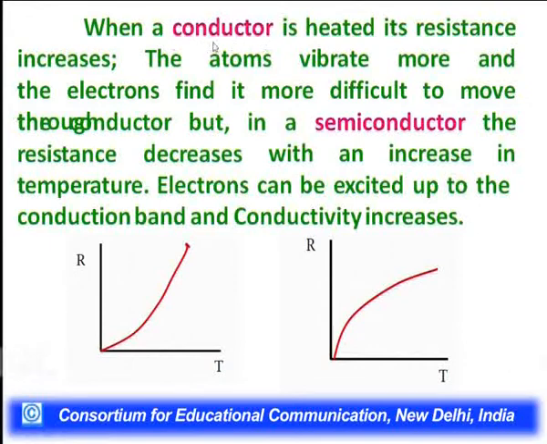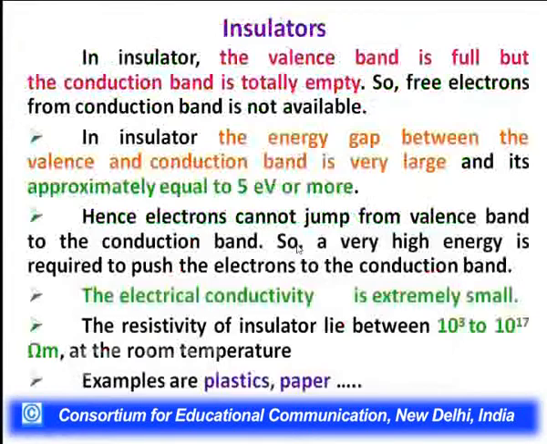In case of a conductor, the resistance increases. In case of semiconductors, resistance decreases with an increase in temperature. It means the electrons can be excited up to the conduction band and the conductivity increases for the semiconductor. And here we see the diagram, temperature versus resistivity and resistance. Here we see that for the conductor it increases, while for the semiconductor resistance decreases with an increase in the temperature.